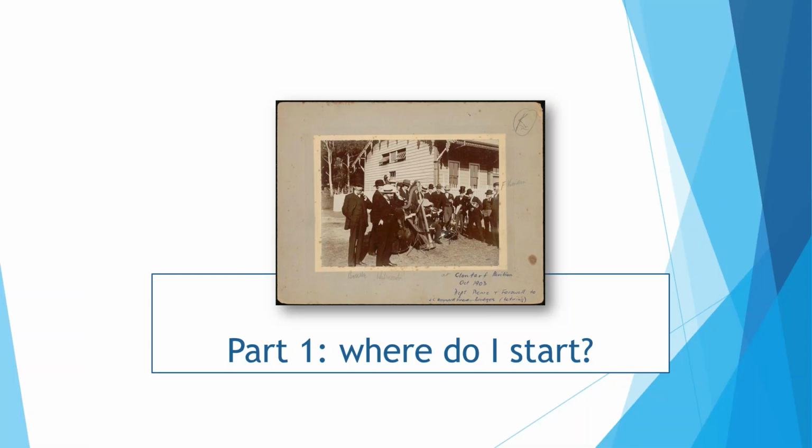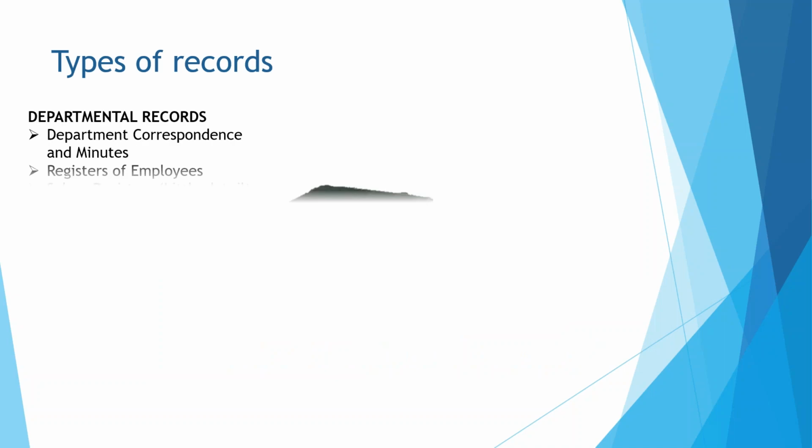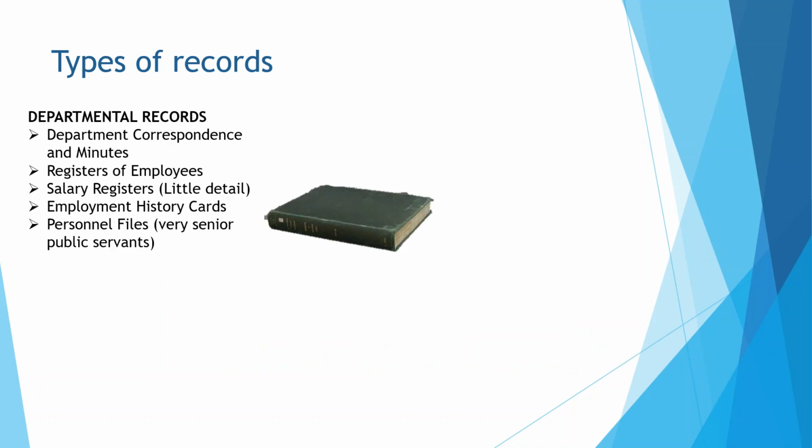So here's part 1. Where do I start? It's a logical question. These are the kinds of records that are available for your research. The first one is departmental records. Now we have records of government agencies, and those agencies quite often would keep their own staffing records, and these are the predictable patterns that they seem to follow. We have departmental correspondence and minutes, we have registers of employees, we have salary registers, we have employment history cards. That's one of the most popular ones to find because it's so full of information. And for very senior public servants, it is possible to find personnel files in our collection.